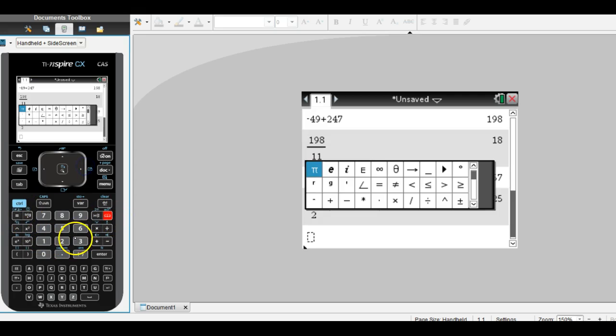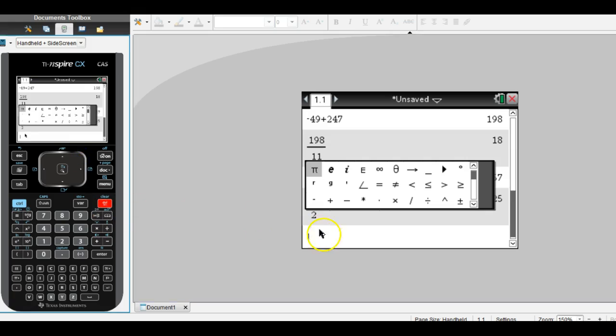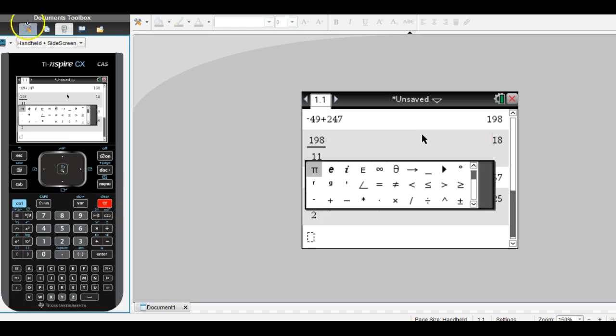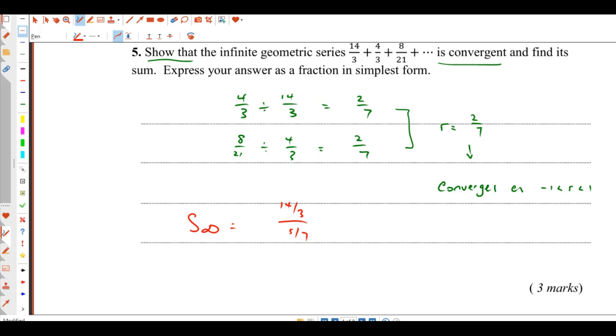Just doing the calculation, 14 thirds divided by 5/7, and that is 98/15, and we just put that in here, and that is our converging sum, our infinite geometric sum.